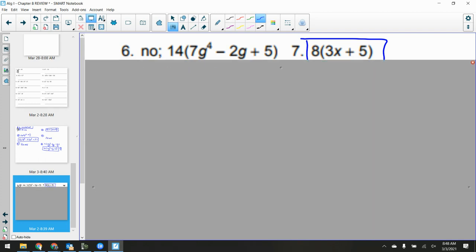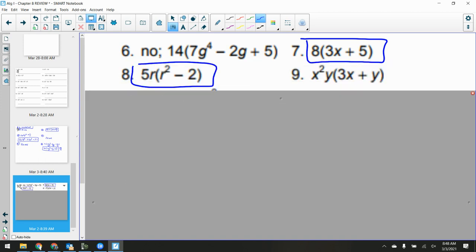I'm going to jump back up here. Not going to let the cat out of the bag here. Number 9, what did you get for number 9, Tyler? 3x plus y. Very good. That is a correct answer there for number 9. Number 10.